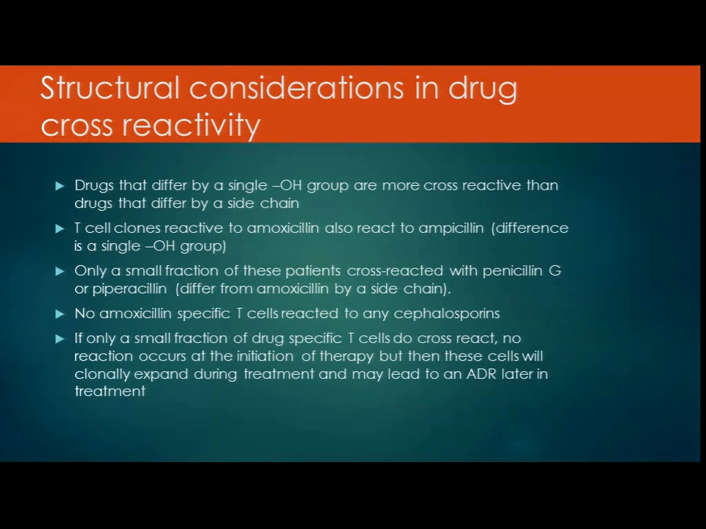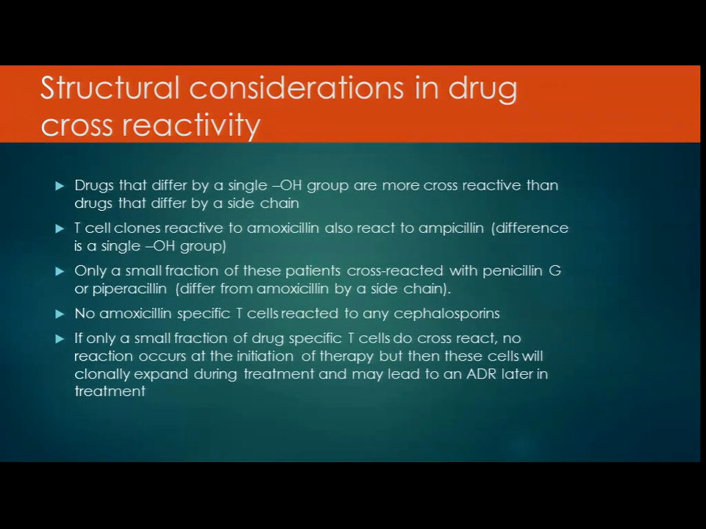So if you look at the structural considerations, drugs that differ by a hydroxyl group are much more cross-reactive than drugs that differ by a side chain. So the T cell clones reactive to amoxicillin will see ampicillin very easily because there's only a difference of a hydroxyl group, but they won't react to PENG or piperacillin because they're a side chain difference. So the structural phenomena there basically recommend what they consider a steric propensity for these drugs to react.